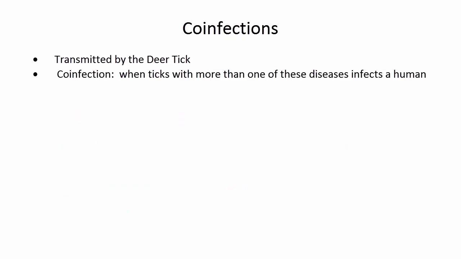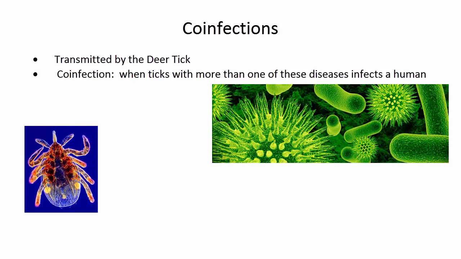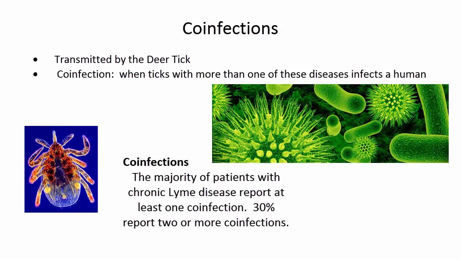Co-infections. The deer tick is capable of transmitting several diseases, including Lyme, babesiosis, and anaplasmosis. It has been documented that ticks can carry many bacteria, viruses, and protozoans all at the same time, and can transmit them in one single bite. A recently published LymeDisease.org survey of over 3,000 patients with chronic Lyme disease found that over 50% reported at least one co-infection, with 30% reporting 2 or more co-infections. In addition to Lyme, babesiosis, and anaplasmosis, the deer tick can also transmit the Miyamotoi pathogen, which causes relapsing fever.